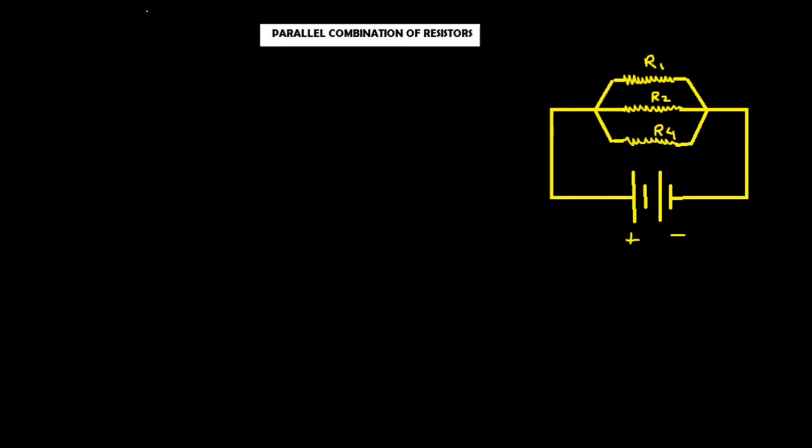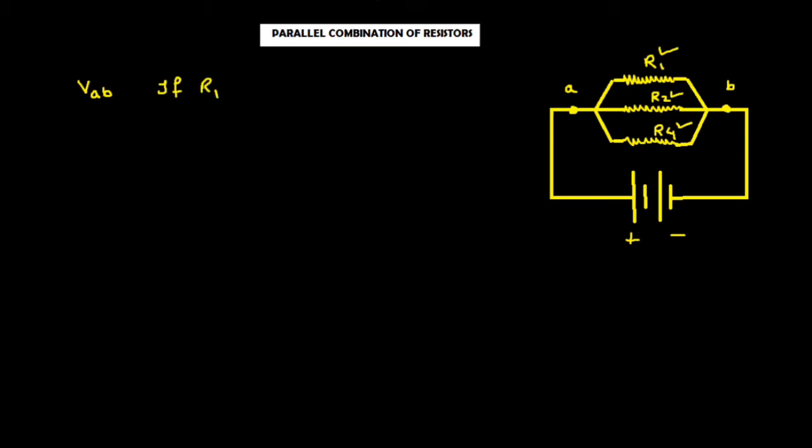Resistors are said to be connected in parallel if the potential difference across each of them is the same and is equal to the applied potential difference. So in this figure, we have three resistors of resistance R1, R2, and R3 connected in parallel. Suppose this is a point A and this is a point B. The potential difference between these two points A and B can be written as VAB.